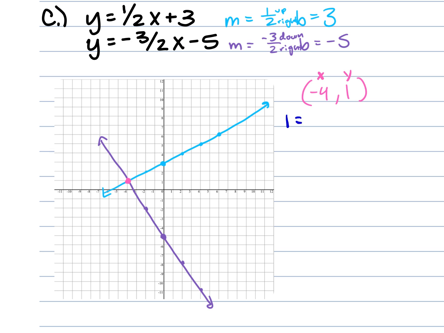So I have 1 is equal to 1/2 times negative 4 plus 3. So 1 is equal to, how do I multiply 1/2 times negative 4? Multiply straight across. We multiply the tops together. So 1 times negative 4 would be negative 4. 2 times 1 is 2. And can I simplify negative 4 over 2? Yes. What does it simplify to? Negative 2. Awesome.